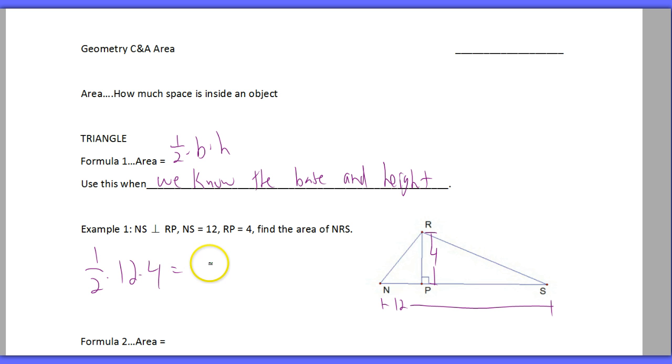Multiply all that together. We get an answer of 24 units squared. For all these labels, it'll either be units squared, centimeters squared, inches squared, always some type of units that will be squared. So there's our Formula 1. When we know the base and height, we'll use 1/2 BH.